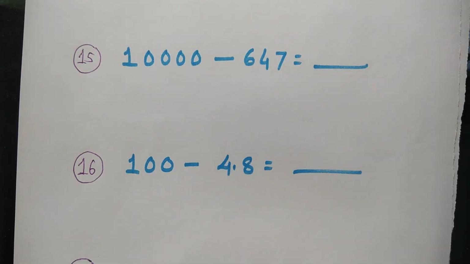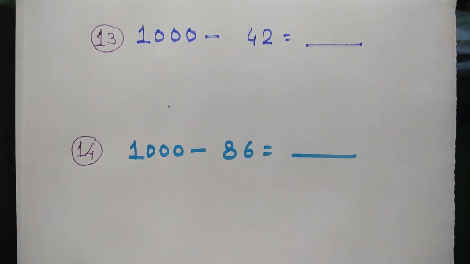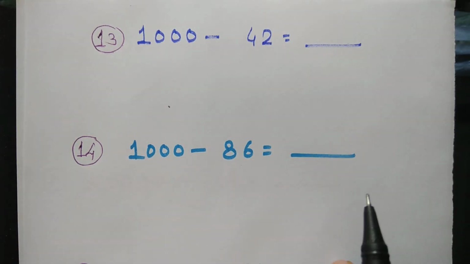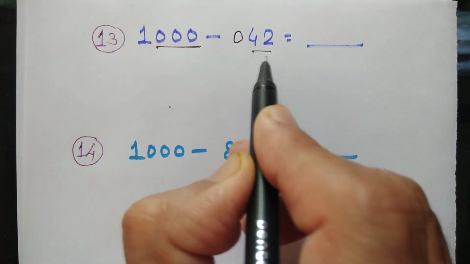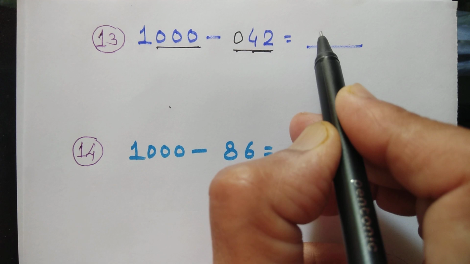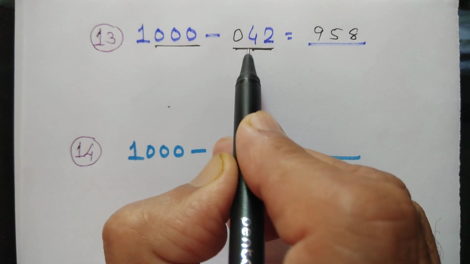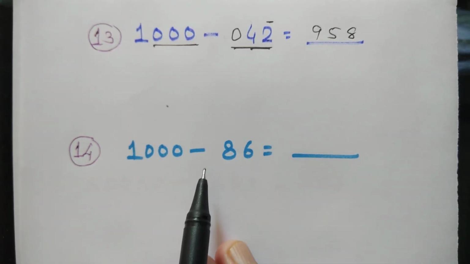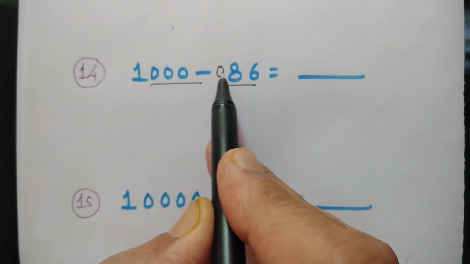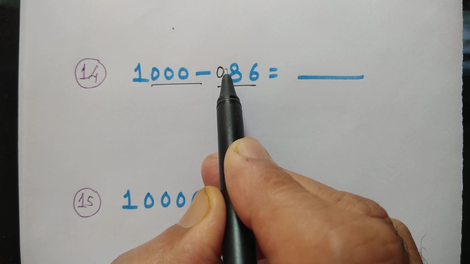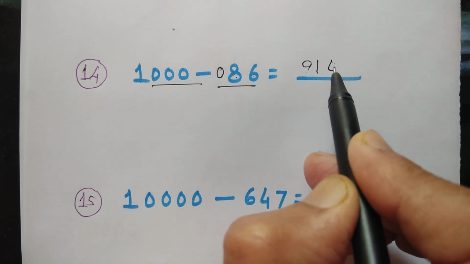Let's study one more example, very important. By practice, you can write the correct answer within a second. 1000 minus 42. 3 digits, 2 digits. Put 0, now 3 digits and 3 digits. 0 plus 9 is 9, 4 plus 5 is 9, and 2 plus 8 is 10. All from 9 and last from 10. This is our formula.